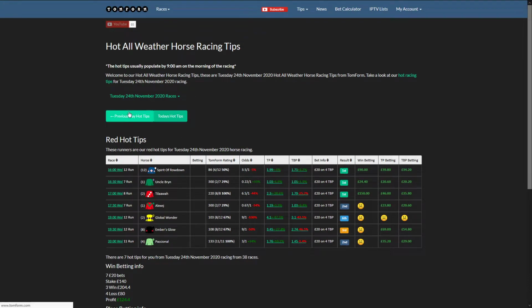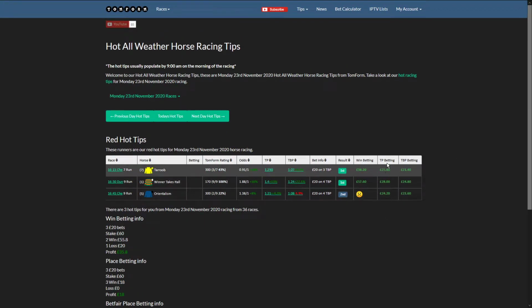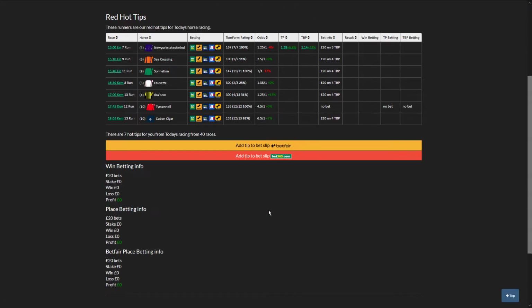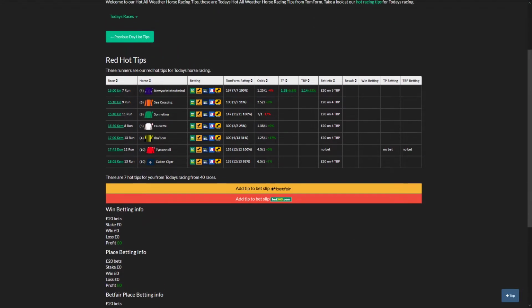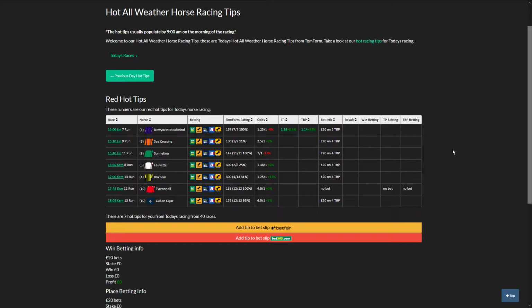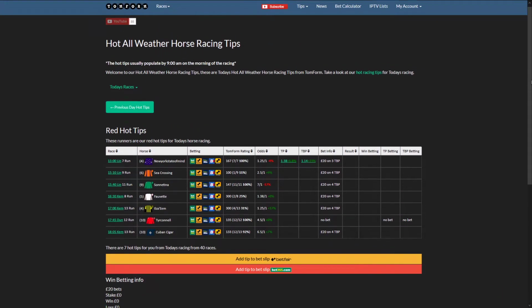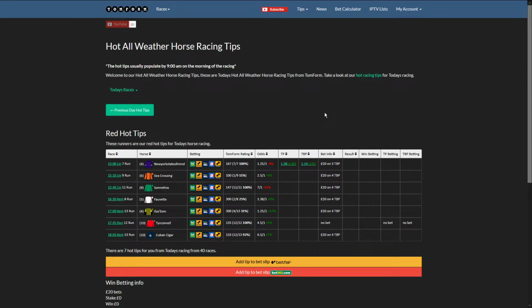I mean, look, we'll go to the previous day, and you can see all three placed there, previous day, all three placed there. And this isn't market effective. This is just off the bat. This will tell you this when it populates around about 8:30, 9 o'clock in the morning. This populates, and it runs through all the all weather races, and it will find the best horses that we think. And it's not affected by the market or anything. These are set, these tips are there in front of you.